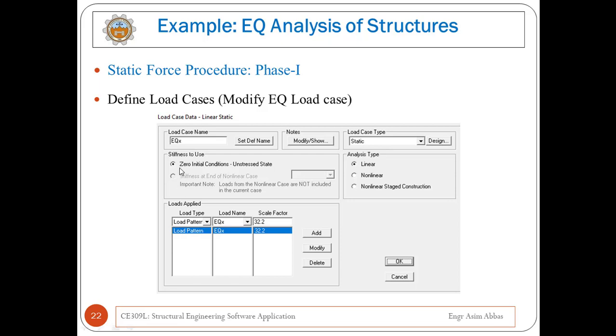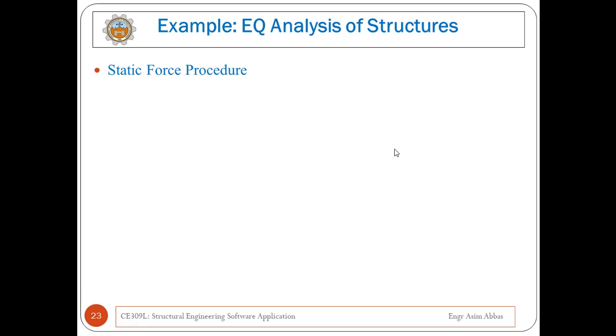For that, go to Define, then click on Load Cases, and in this step I will just change the scale factor, that is 32.2. This scale factor is the value of gravity g, the gravitational acceleration. Similarly, load cases will be modified for earthquake along the y direction. Along with separate load cases I can also add a combination.